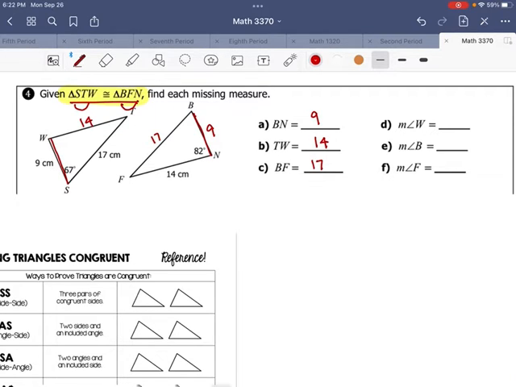Same thing with the angles. First one's angle W. Angle W corresponds with angle N. So angle N is 82, therefore angle W will also be 82.